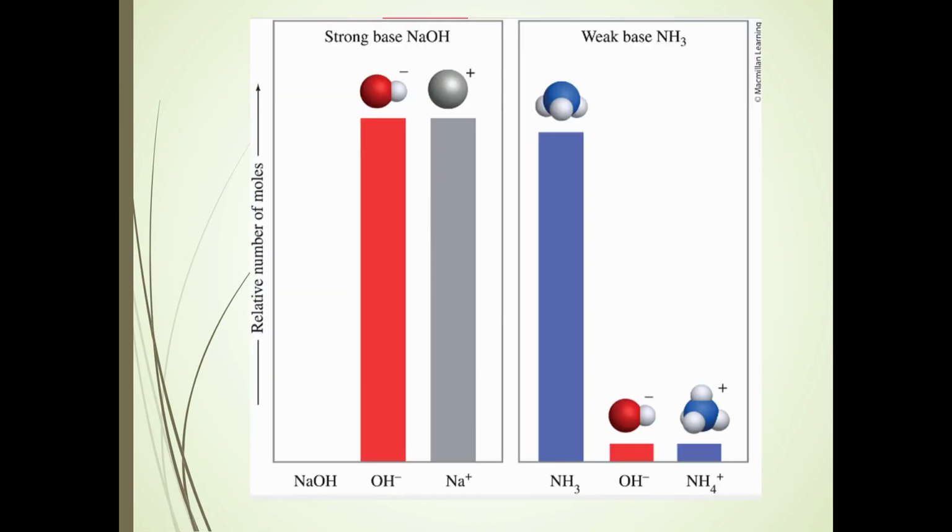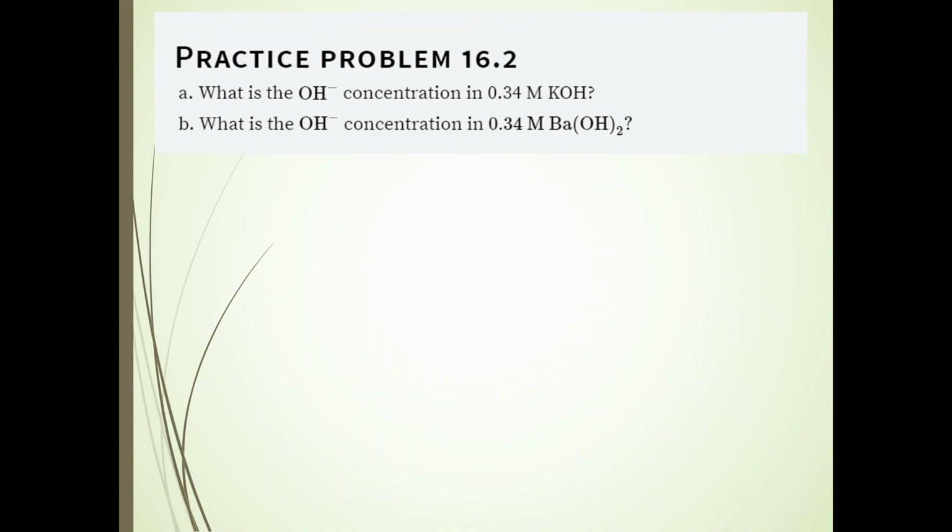So again, strong base, no NaOH left. Weak base, it's still mostly NH3. So this is something, though, that doesn't occur in an acid, but we have to take into account in these strong bases. H2SO4. We still would say the H plus concentration is the same as the original material because H2SO4 would break down losing only one H.